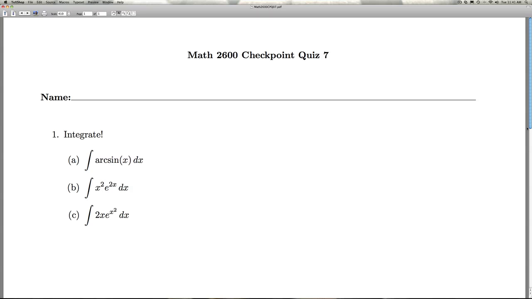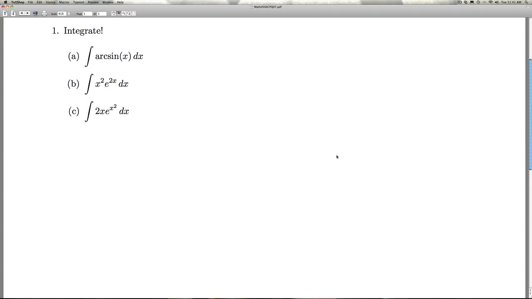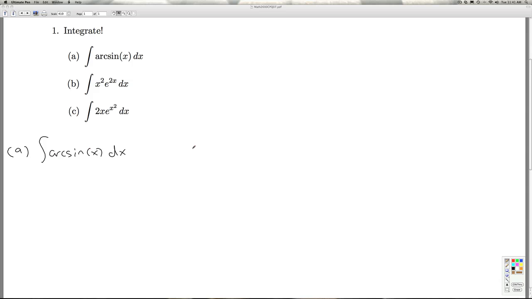Hi folks, this is Calc 2, Checkpoint Quiz 7. We're given some integrals to deal with here. In number 1, we're first asked to integrate arcsine x dx. And since this doesn't fit any of the basic formulas we know from previous work, we're going to try one of these new techniques. We'll try integration by parts.